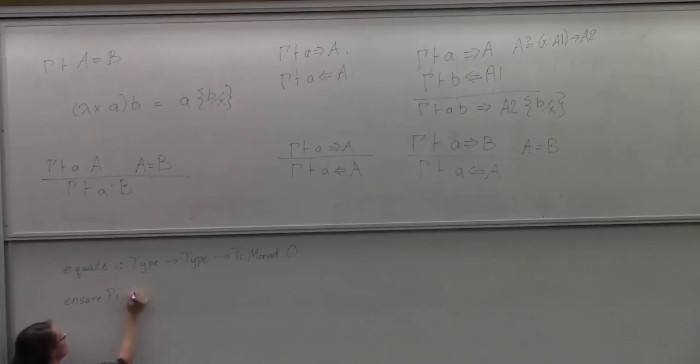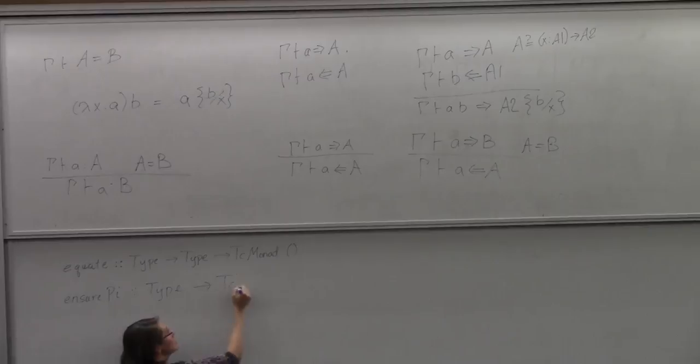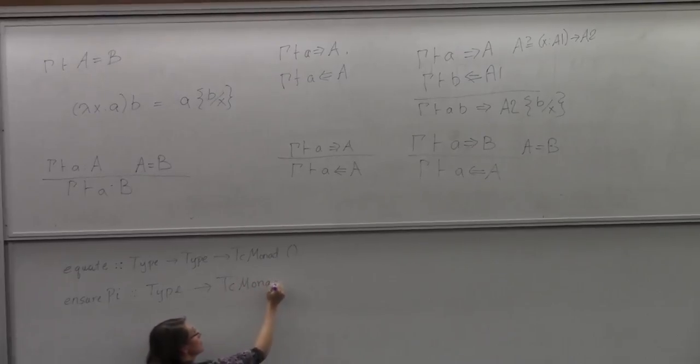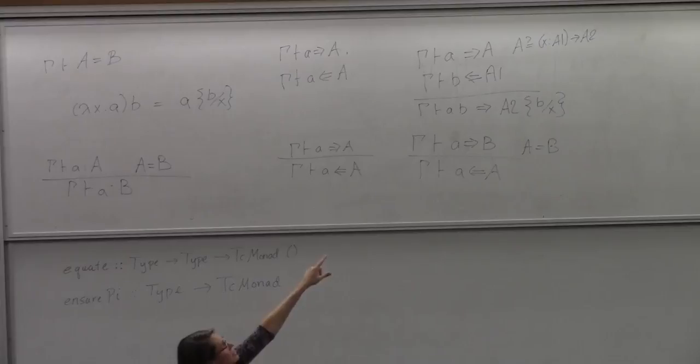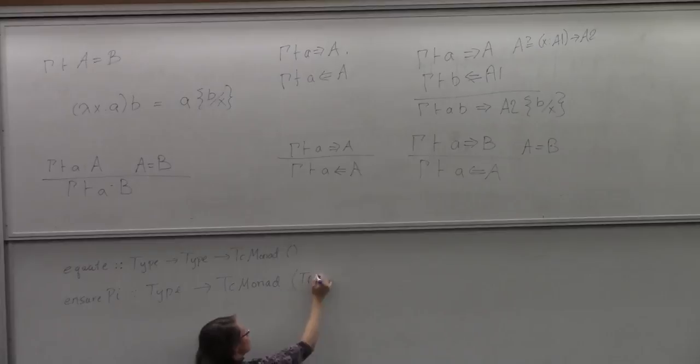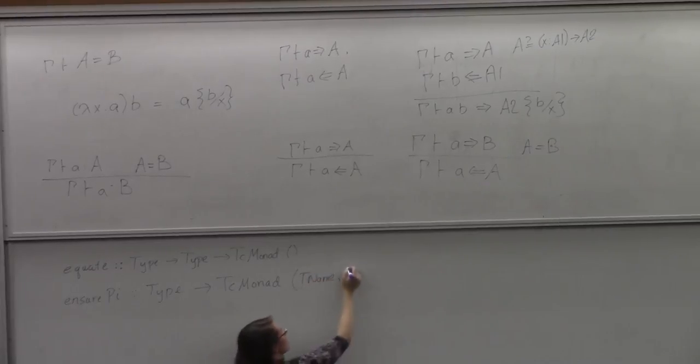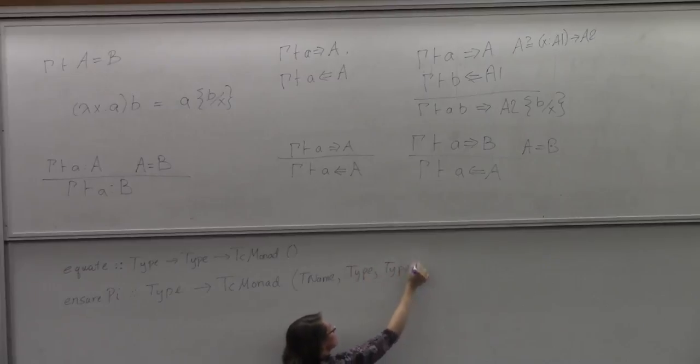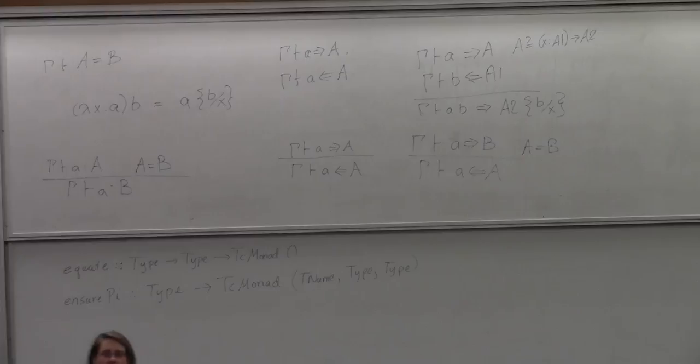That would take a type and make sure that it actually is equal to some pi type. And if it succeeds, this time instead of returning unit, it would actually take apart that type and give me the components of it. What do I need up there? I need to know what x is, what A1 is, and what A2 is. So I get a triple with the name for that variable, and A1 and A2. Okay?